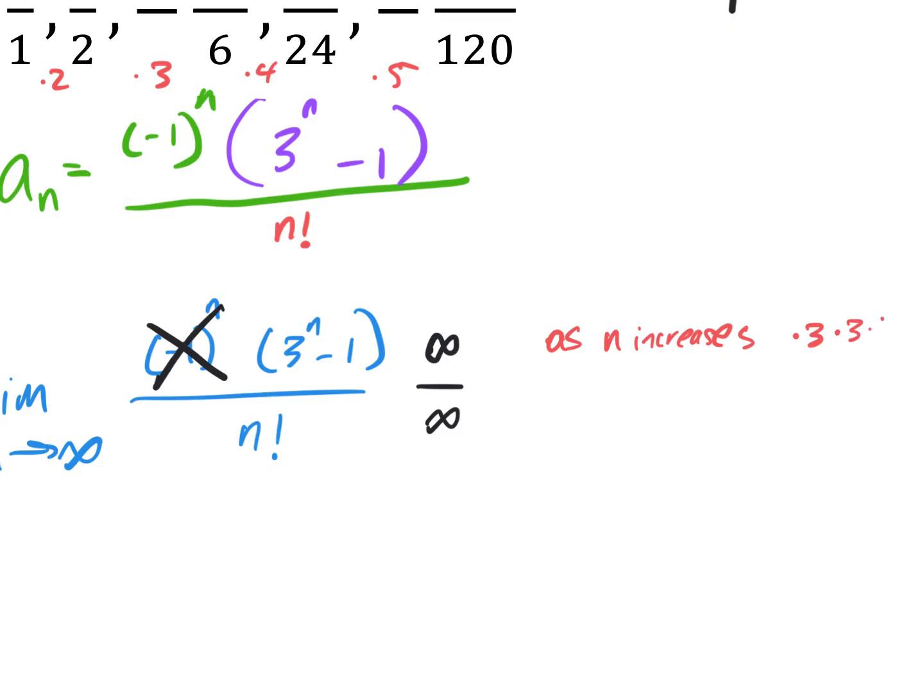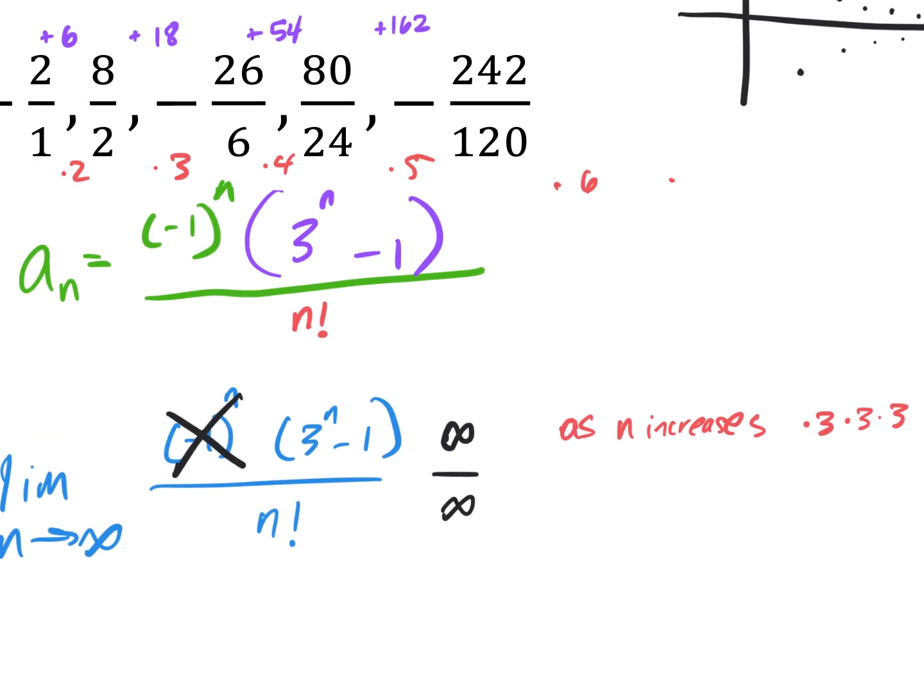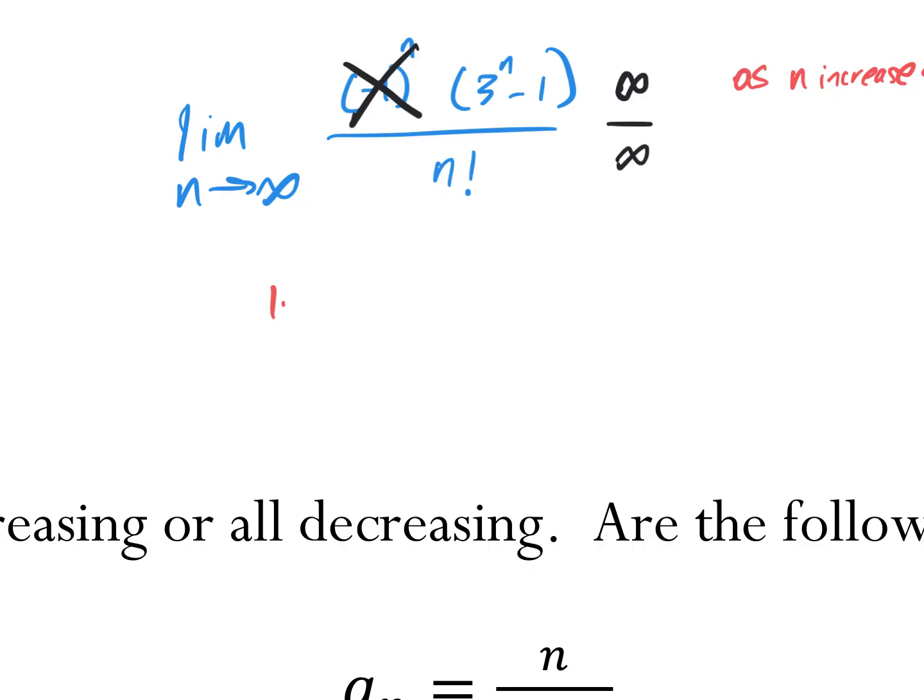Then by 3, and then by 3, right? Whereas my denominator, if I keep this going, times 6, then times 7, then times 8, is rising a lot faster than my numerator. So for large values of n, I'm going to have a smaller number on top and a bigger number on the bottom, and that's going to continually happen. Okay? So this limit is equal to 0. So this sequence converges even though it's alternating.